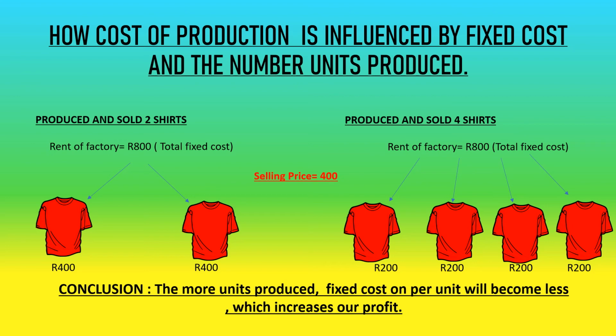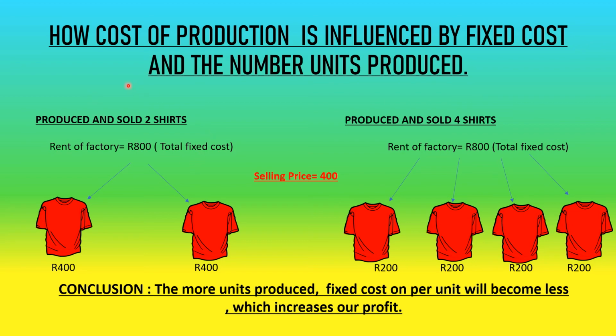And in the second scenario, our fixed cost is still the same, 800 Rand, right, for rent. But now we produce and sell 4 shirts. So now we basically take the 800 Rand and divide it amongst the 4 shirts that we produced and sold. And then you can see that our cost per unit becomes 200 Rand on each shirt. So can you see how in our second scenario, our fixed cost per unit decreased because we produced and sold more?